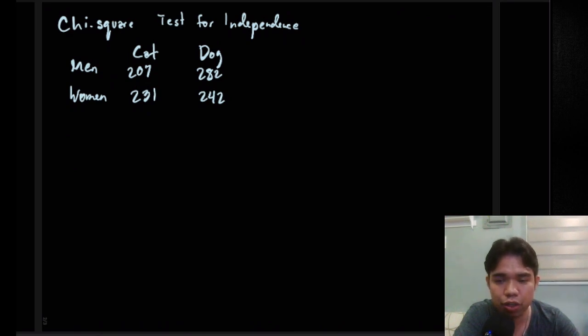Usually the survey of studies using a chi-square test is very simple, just like this, where the participants just need to check whether they are men or women, and then check which one they prefer, cat or dog. So it's simple when you have a study that requires a chi-square test for independence. But as I said, you need to have a lot of participants in this kind of study.